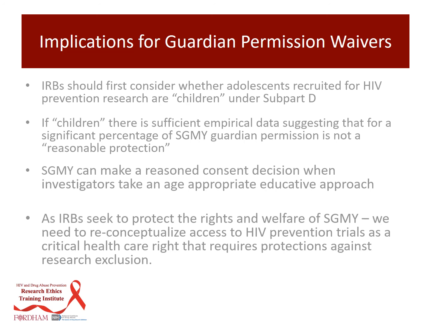If children, there's sufficient empirical data suggesting that for a significant percentage of these children, guardian permission is not a reasonable protection because they would be harmed. Sexual and gender minority youth can make a reasoned consent decision when investigators take an age-appropriate educative approach. When we published this, we published it in a journal that a lot of IRB people read. As IRBs seek to protect the rights and welfare of sexual and gender minority youth, we need to reconceptualize access to HIV prevention trials as a critical health care right that requires protections against research exclusion. So these are the kinds of things you might be concluding in your research.